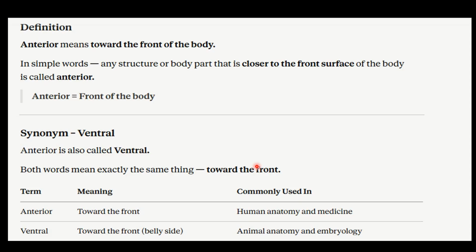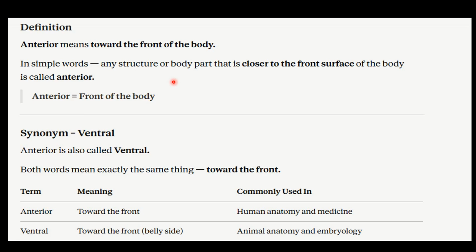So let's start from the definition itself. Here you can see the first thing: anterior means toward the front of the body. That one simple line is enough to explain what anterior is. Anterior means toward the front of the body. In simple words, any structure or body part that is closer to the front surface of the body is called anterior.